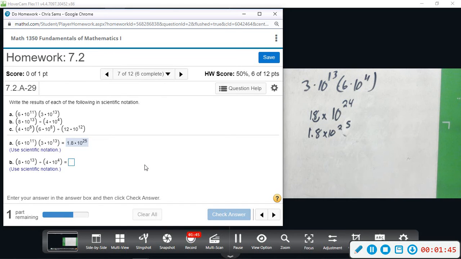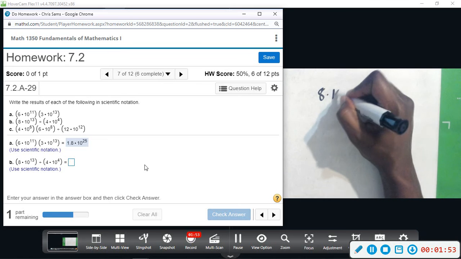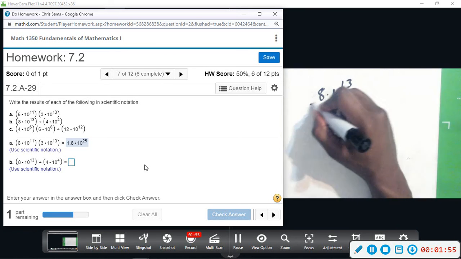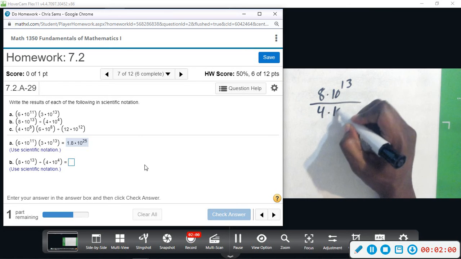Okay, same principles are going to apply here. This time we're doing division, so I need to put them in order this time. So we have 8 times 10 to the 13th. And we're dividing by 4 times 10 to the 4th.